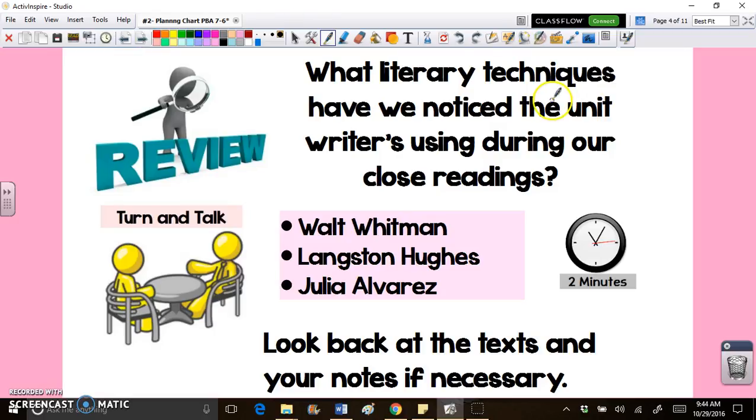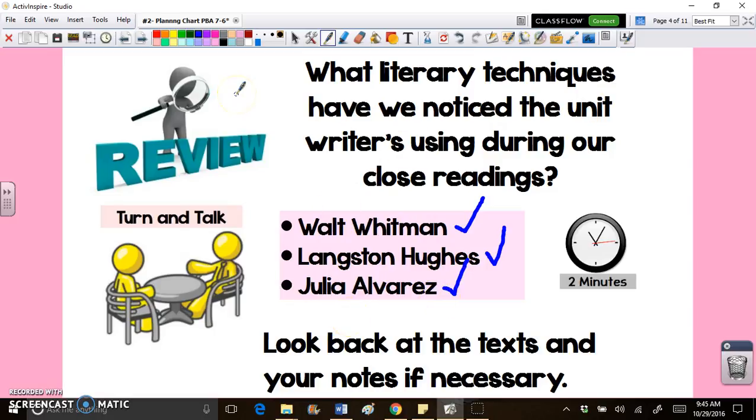All right, so now what literary techniques have we noticed the unit writers using during our close readings? For this task, we're focusing on just the first 3 poems that we read, and then also we can use the poem Harlem, aka A Dream Deferred. So we want to use I Hear America Singing by Walt Whitman. We can choose I Too, or we can choose Harlem, A Dream Deferred. And we can also choose Julia Alvarez, I Too Sing America.